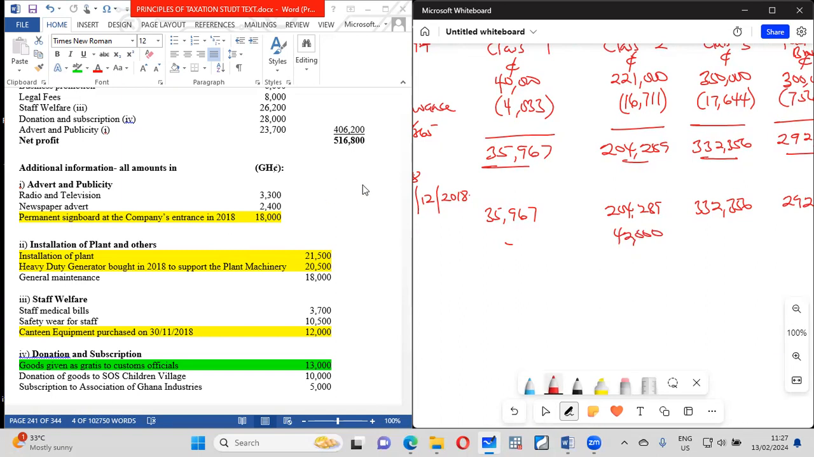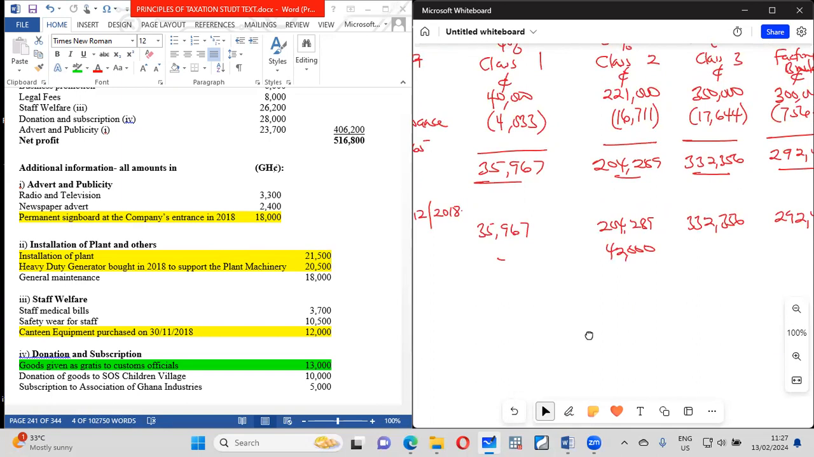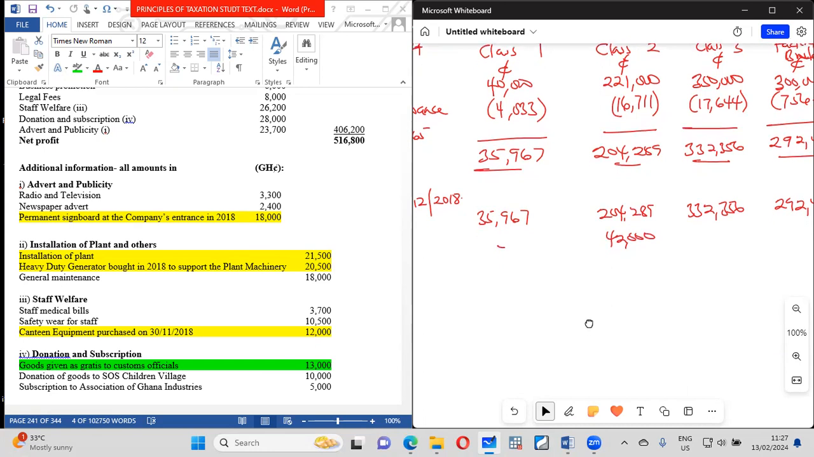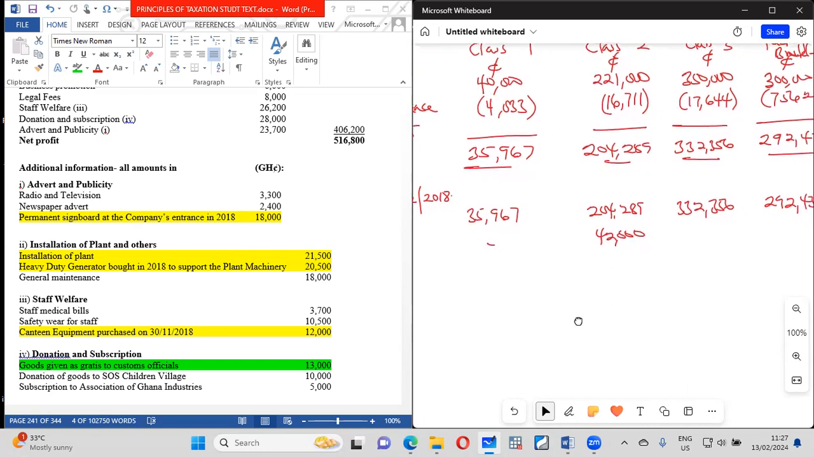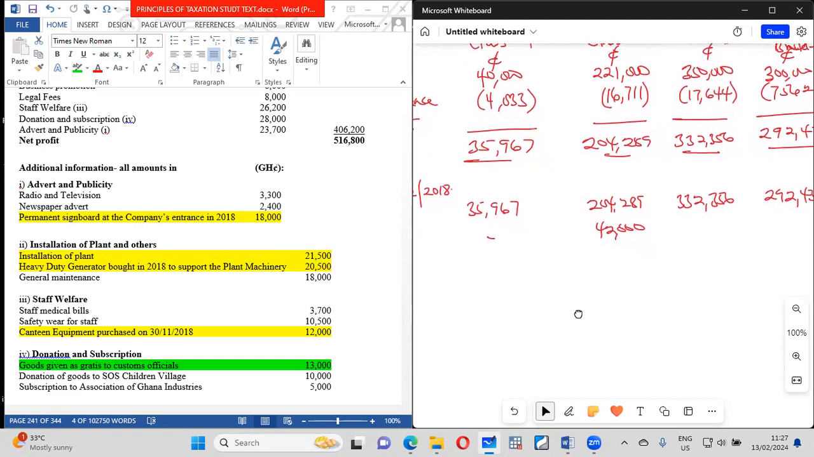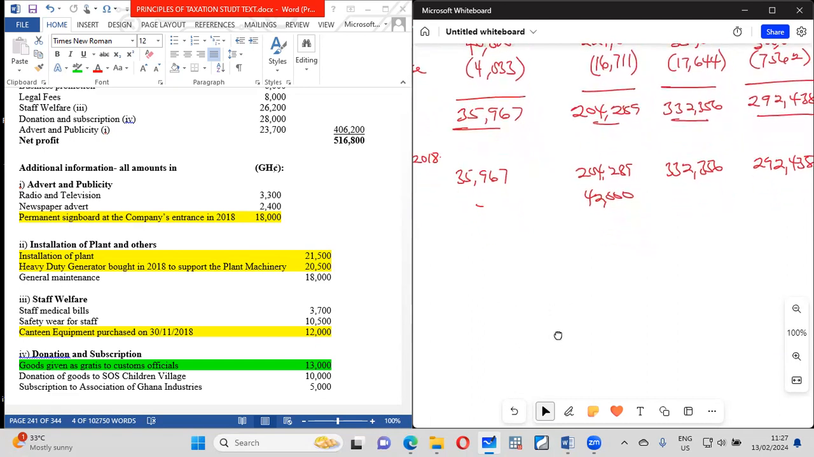In our income adjustment, we will have to add these ones back. They are part of the expense that shouldn't have been deducted. Since they were deducted, we will add them back. That is that.